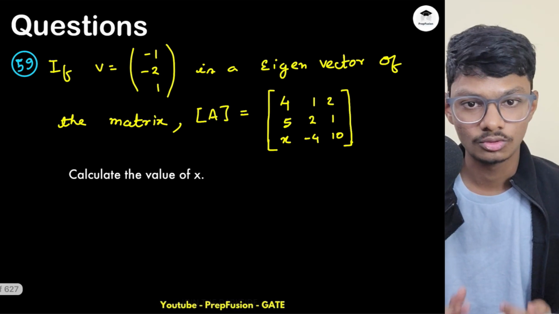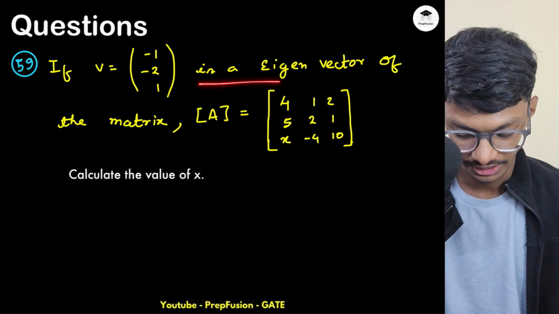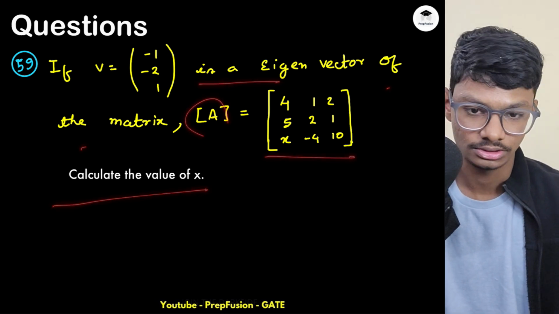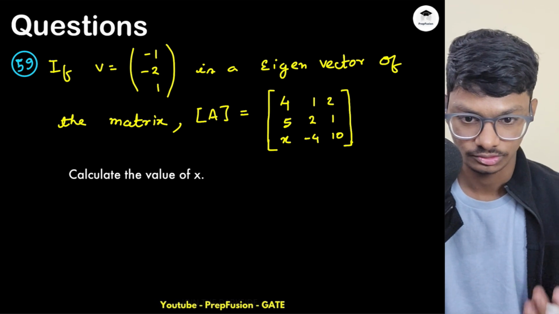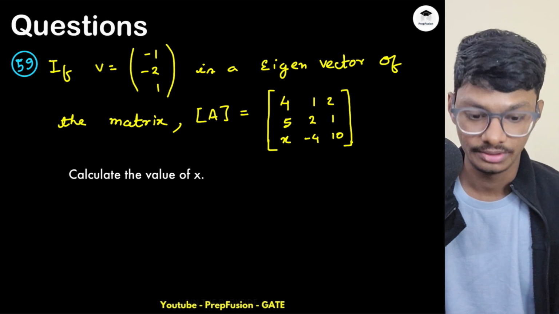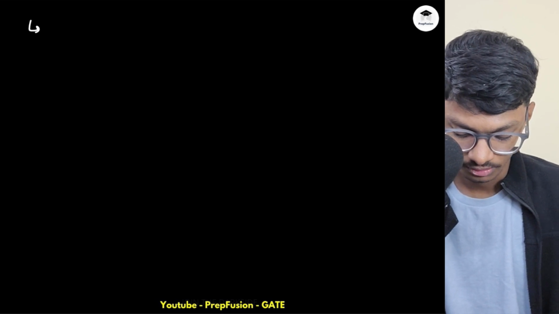What is this next question telling us? We have been given a vector v, which is an eigenvector of the matrix A, and we have to calculate the value of x. How do you proceed in these types of questions? You can simply put this vector in the equation, the condition for a vector to be an eigenvector of a particular matrix. That condition was Ax should be equal to lambda times x.